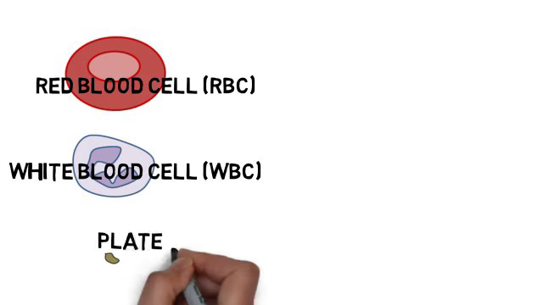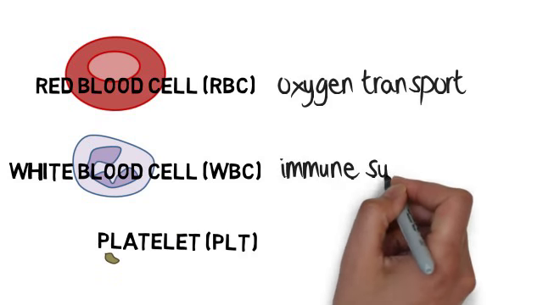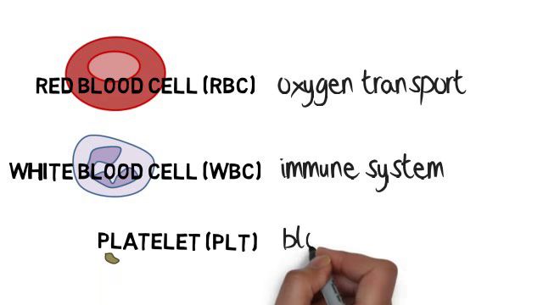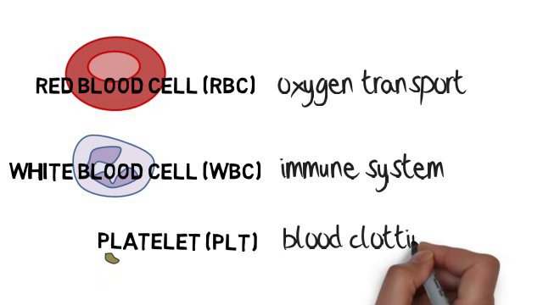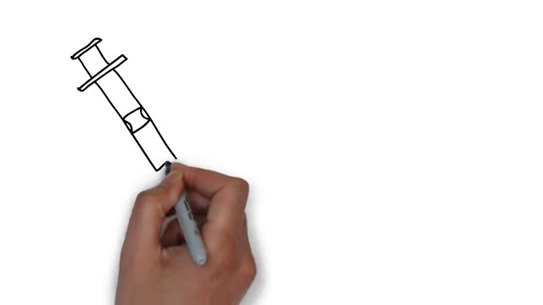Red blood cells carry oxygen throughout the body. White blood cells are involved in immune response, and platelets are involved in blood clotting. So if you cut yourself, you stop bleeding in part because of platelets. Now in the clinic, if you have blood taken, these cell types can be separated.